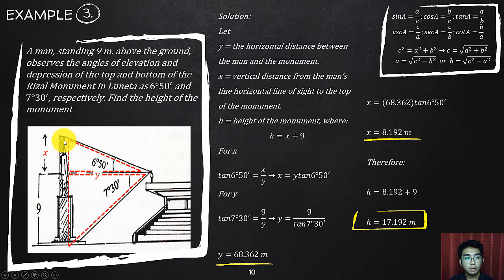But if you want to solve the total height of the monument from the ground, of course you add 9. So the height of the monument becomes 17.192 meters. So this one is a bit challenging because we are now combining two right triangles. Nevertheless, the function is just tangent. So you just need to be able to visualize the problem, then form your triangles and then choose the corresponding function. So that is it for example number 3.